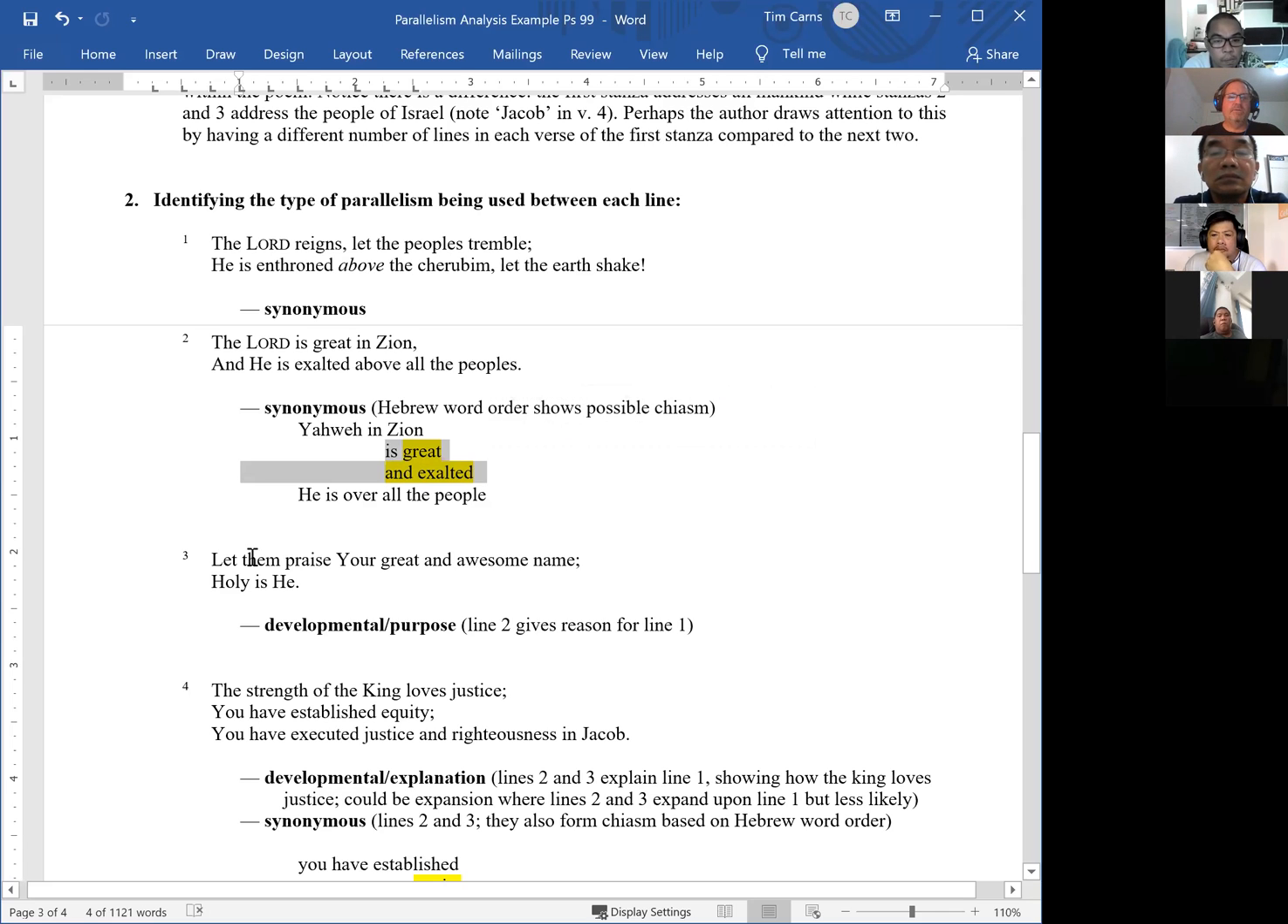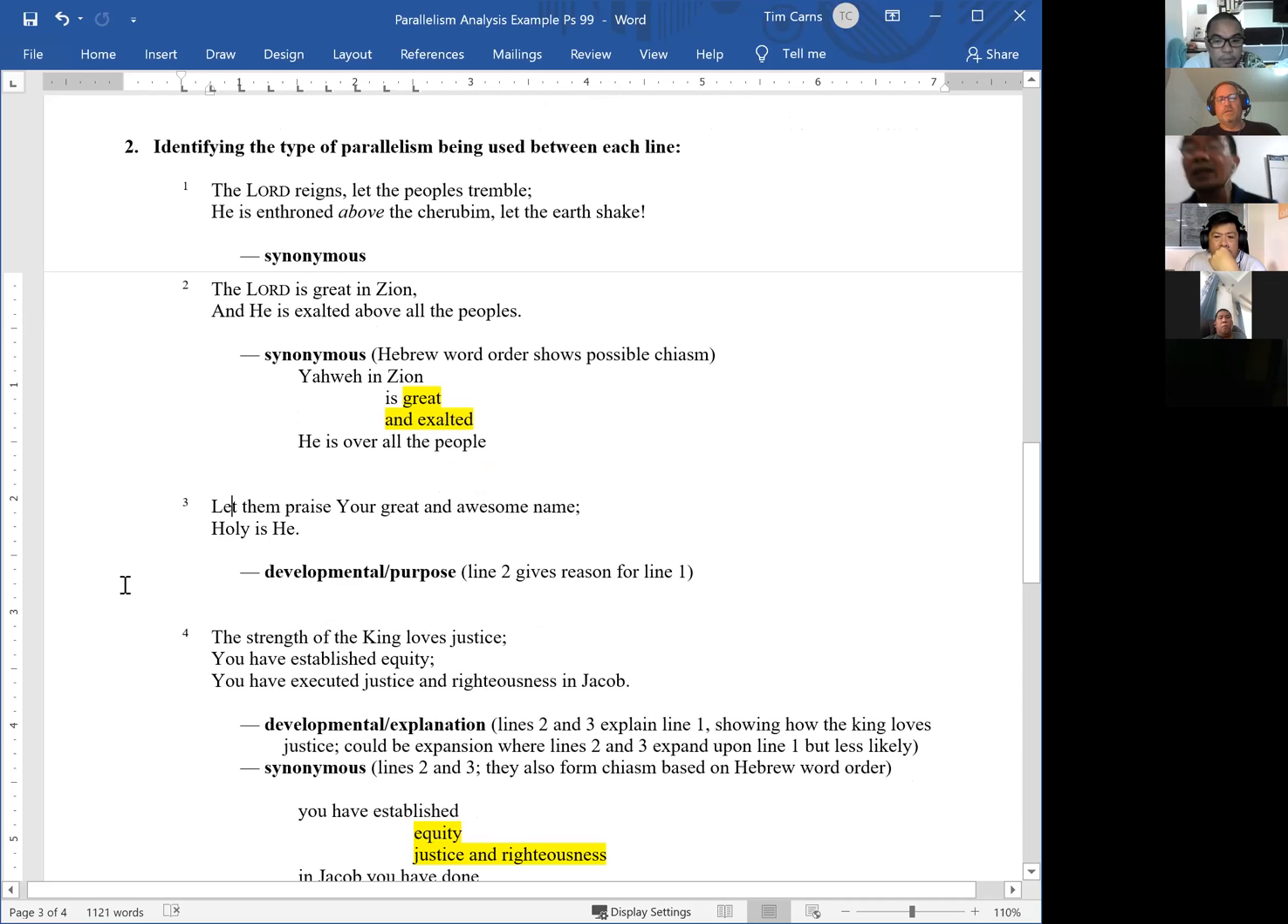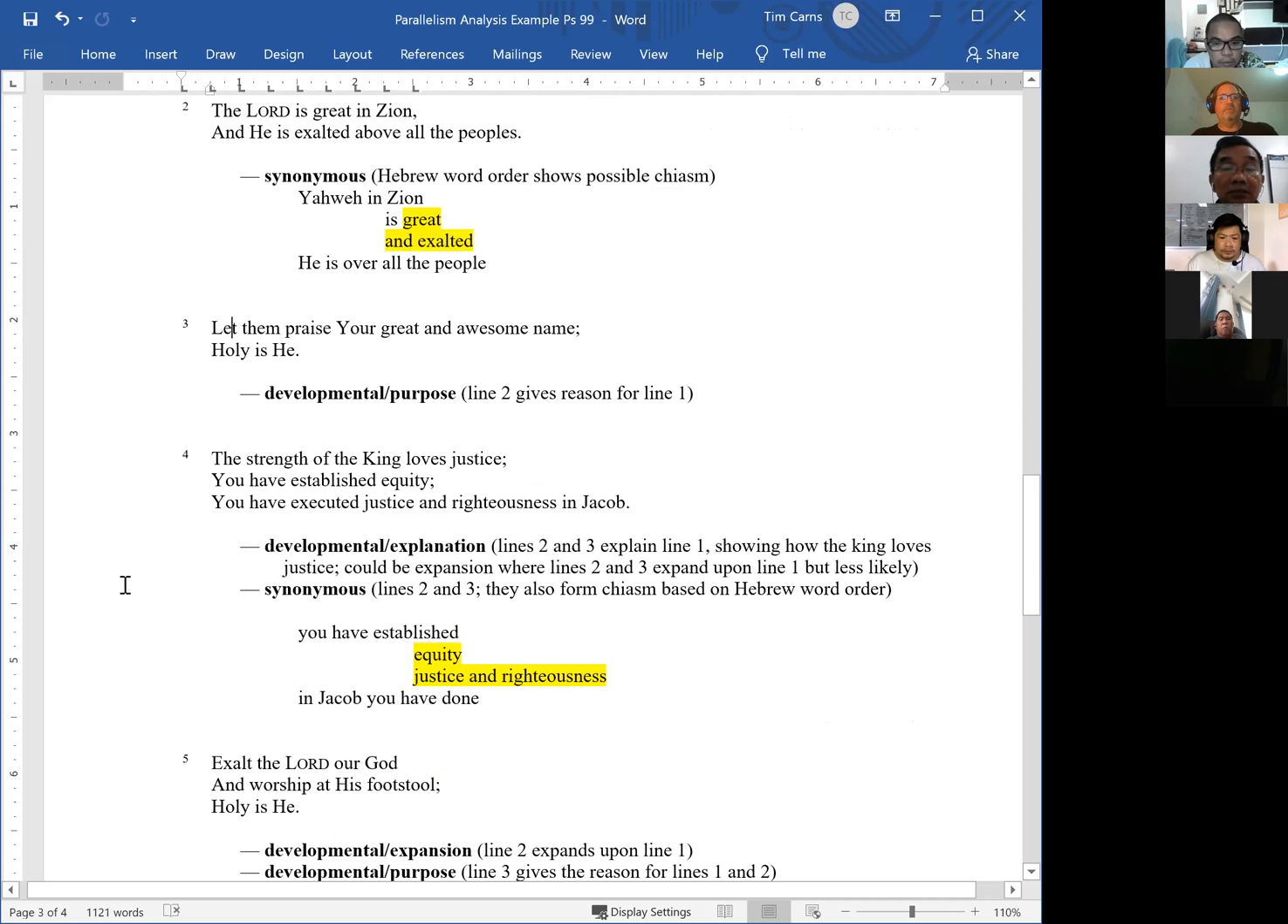Verse 3, we don't see that synonymous kind of parallelism, but what we do see is a development, a purpose. Let them praise your great and awesome name, and then holy is he seems to be the reason for that. Why should we praise his name? And that is because he's holy. All right, so those are the first 3 verses. Again, I'm not going to go through all the examples. You've probably looked at this already, so you can see that.